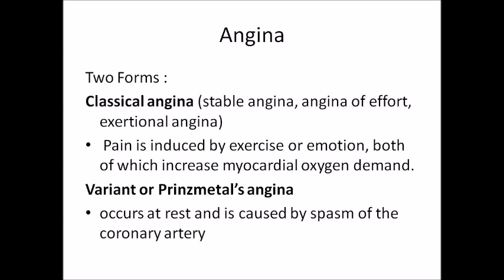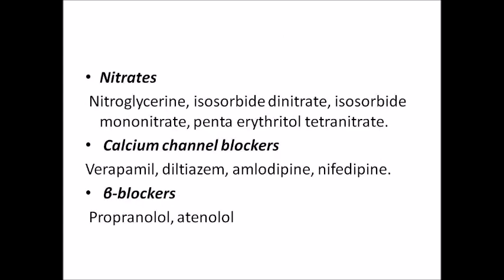So there are 2 types of angina, classical angina and variant or Prinzmetal's angina. What is classical angina? It is a stable angina. That means the pain is induced only by exercise or an excessive emotion, both of which can increase the myocardial oxygen demand. So only on physical or mental exertion, when the myocardial oxygen demand increases, the patient will experience pain. Variant or Prinzmetal's angina can occur at rest also. When the patient is relaxed and calm also, angina can occur, and it is due to the spasm of the coronary artery.